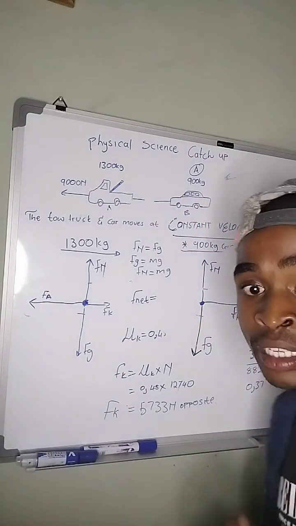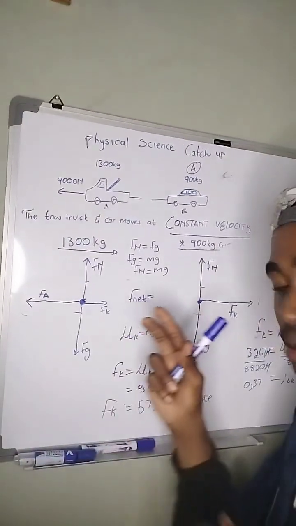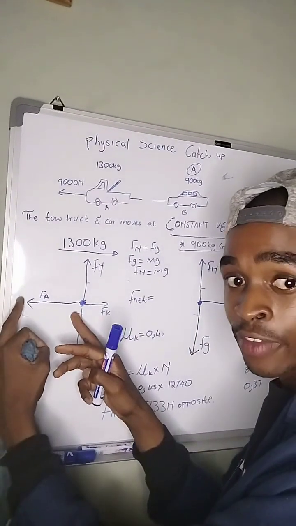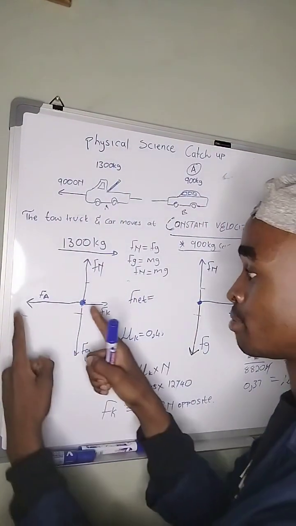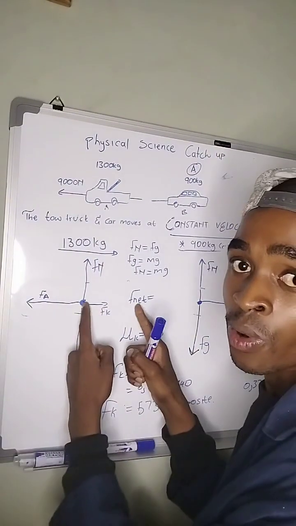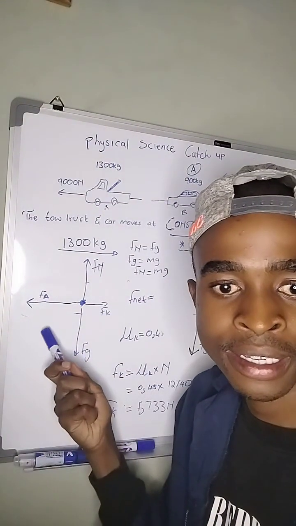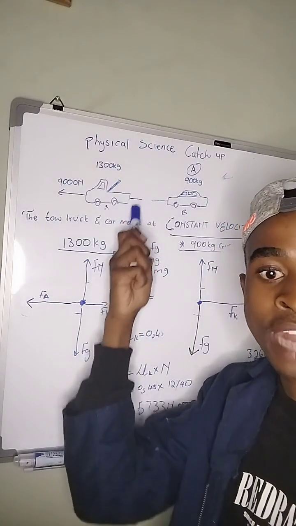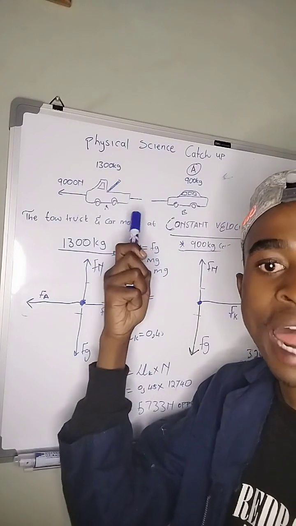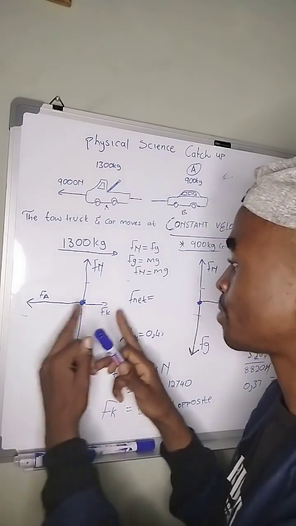So now you can see the length of the free body diagram. It goes back to that thing, guys. The length of the free body diagram is now unequal. This length will not be equal to that length because of why? We have acceleration. So that length will no longer be equal to that one.